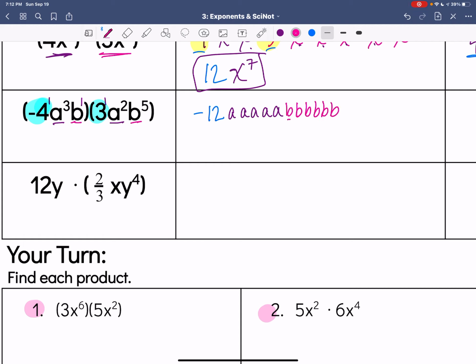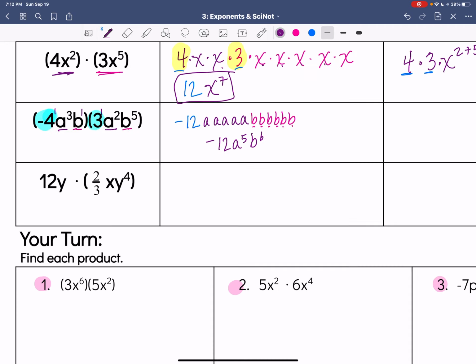So 1, 2, 3, 4, 5, 6. And then if you put it all together, you get negative 12, a to the 5th, b to the 6th. So again, I always add the 1 just in case. And then now let's do the shortcut.